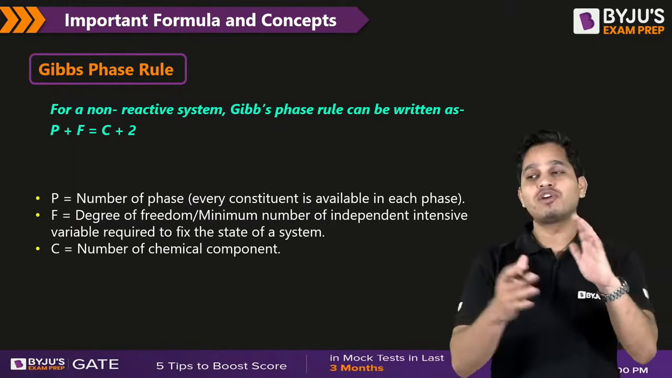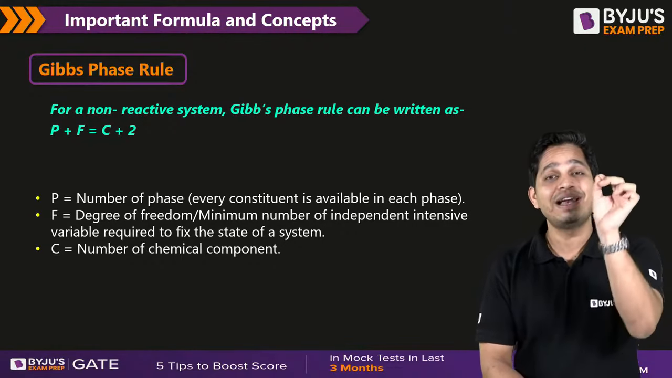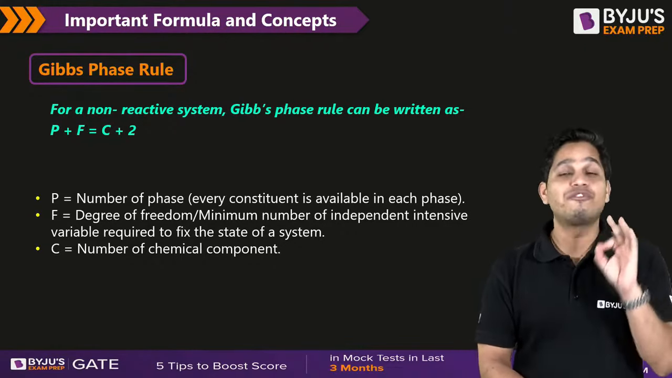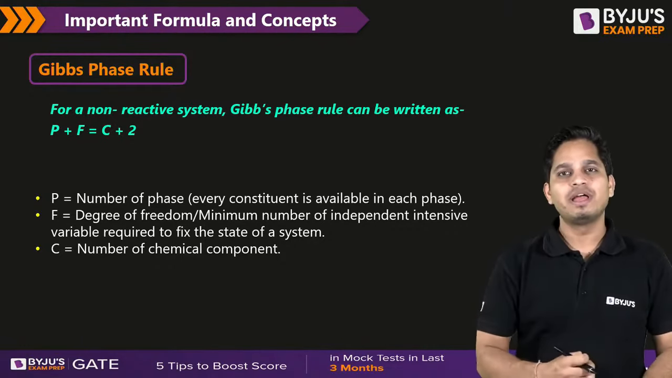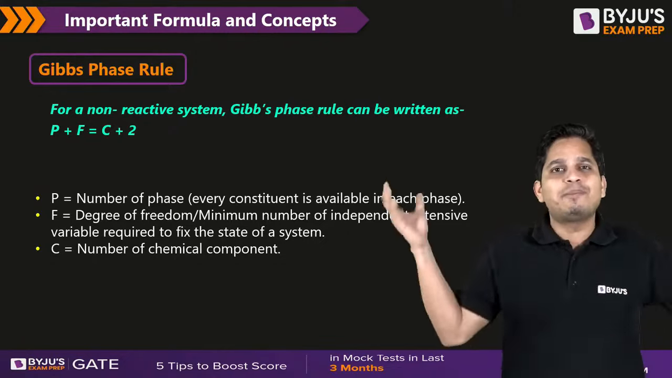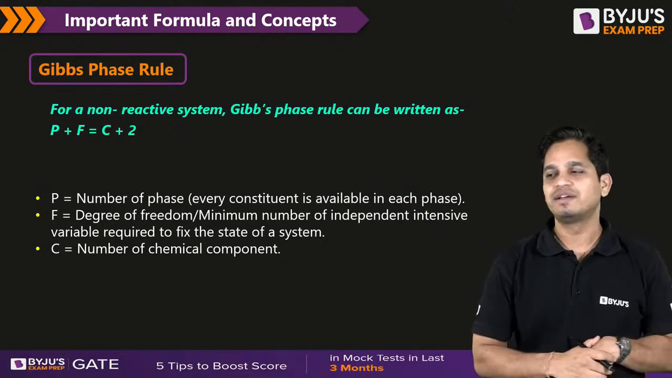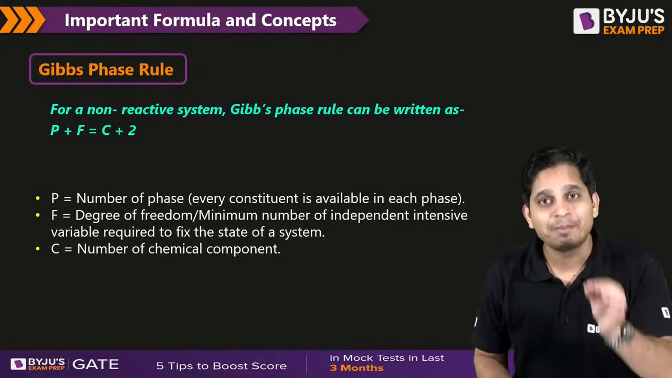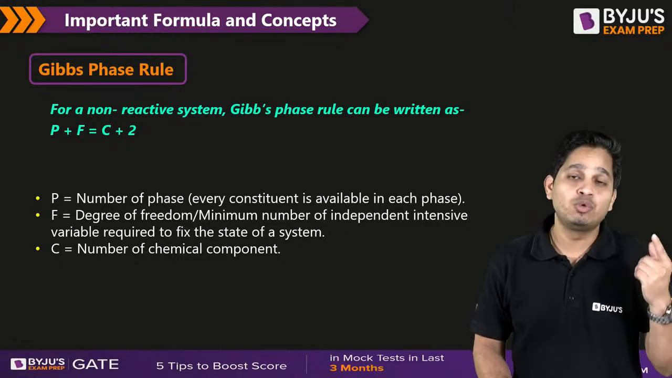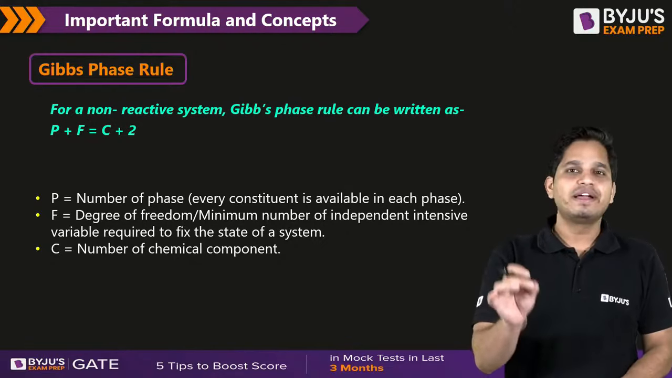We all know what the use of Gibbs phase rule is. To determine the minimum number of independent intensive properties to define the state of a system. If you have to fix the state of the system, how many properties? Because there are so many properties: pressure, temperature, volume, enthalpy, entropy, internal energy. I cannot determine everything. So what is the minimum number of properties that you need to define to fix the state of the system? That is told by Gibbs phase rule.